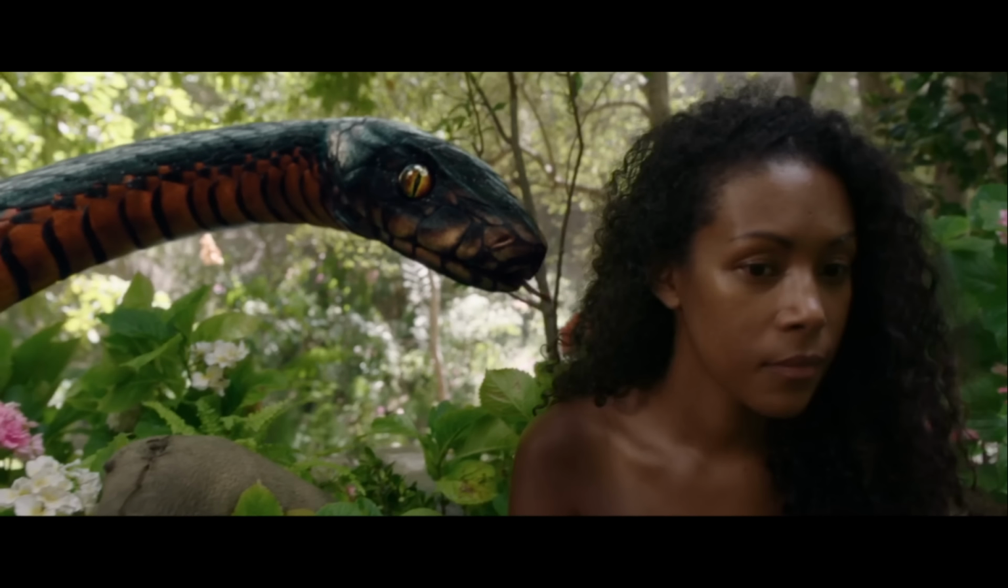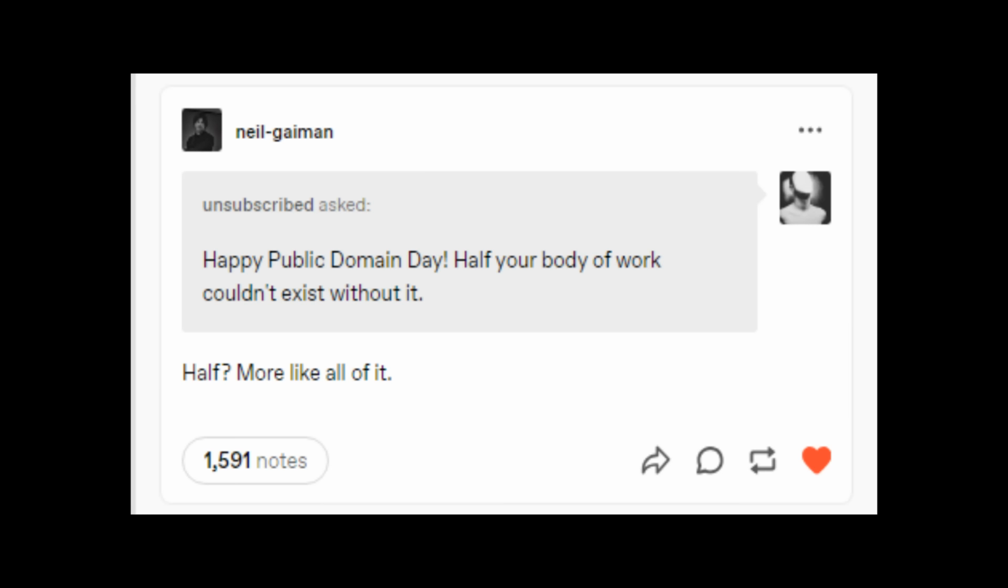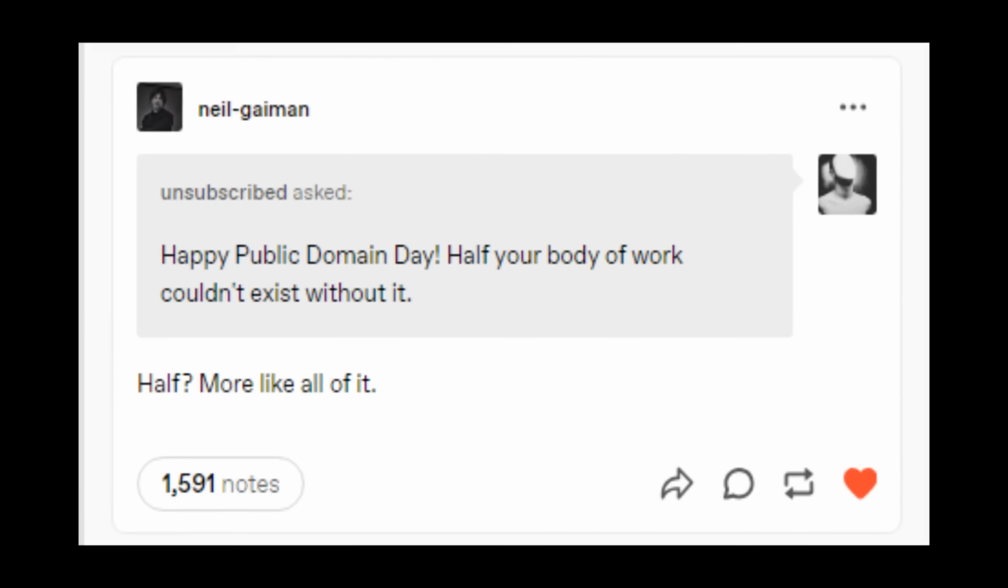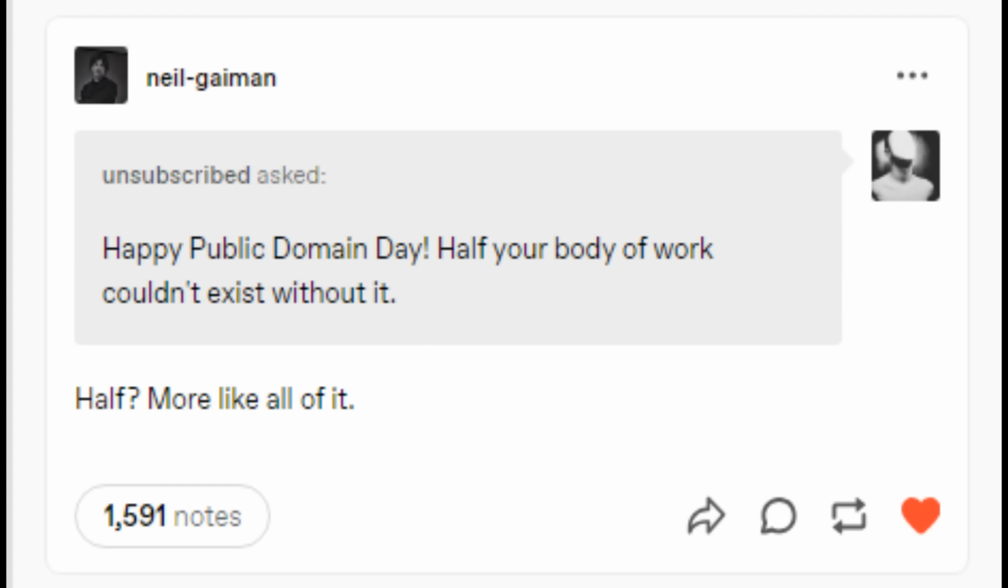The classical influence is unsurprising considering how strongly these works shaped Western culture and how modern people think about things like angels and hell. Neil has also made it very clear that he relies on old myths and legends quite heavily in his work. When someone recently wished him a happy public domain day, and then told Neil that about half of his work wouldn't exist without these works in the public domain, Neil corrected him, saying, "Half? More like all of it."